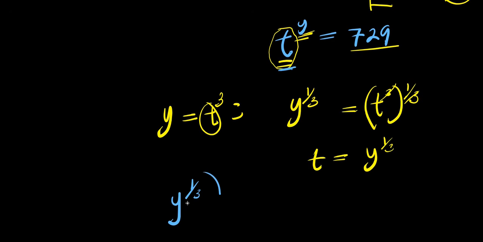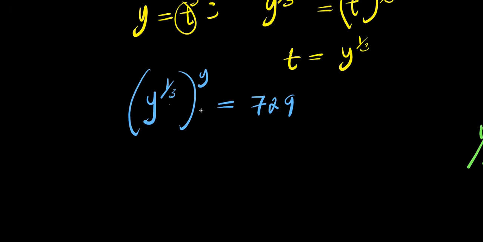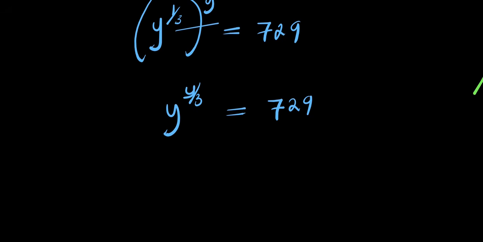this is raised to the power of y, and this equals 729. So if you multiply this exponent, you have y times 1 over 3. That will be y power y over 3 equals 729. So the next step will be to raise each part of the equation to the power of 3. So this is raised to the power of 3, and this is raised to the power of 3.